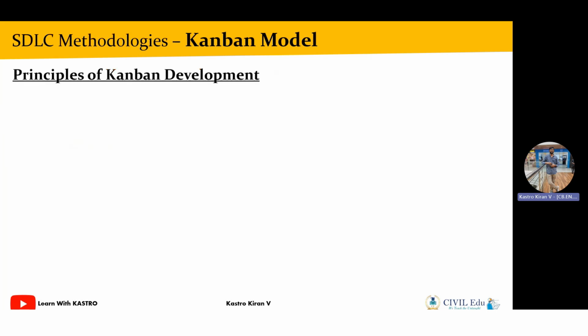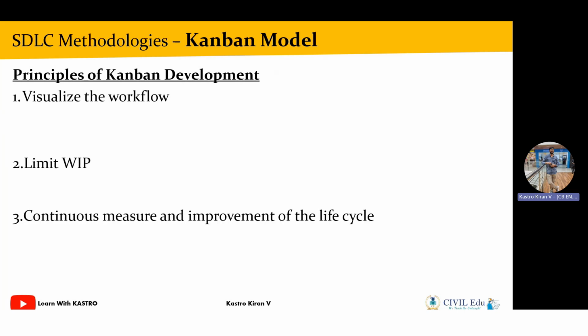Now, let's see what are the different principles available in the Kanban development process. There are three basic principles in Kanban development. The first one is visualizing the workflow, the second one is limiting the work in progress, and the third one is continuous measurement and improvement of the life cycle. So these are the three different principles of the Kanban model.